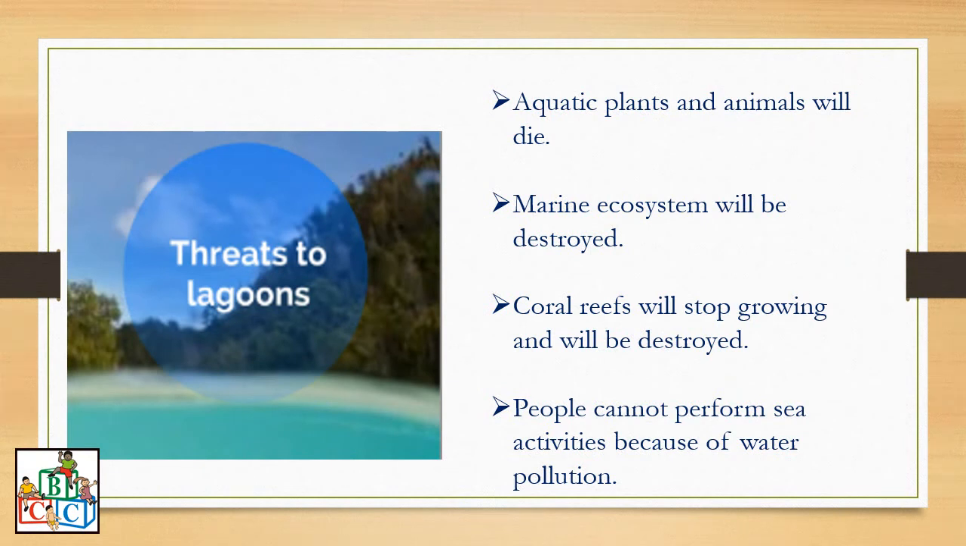Aquatic plants and animals will die. This is the first one. Marine ecosystem will be destroyed. Coral reefs will stop growing and will be destroyed as well. And as for people, they will not be able to perform sea activities such as swimming, diving and other activities because of water pollution. These are the main points on the consequences of threats to lagoons.